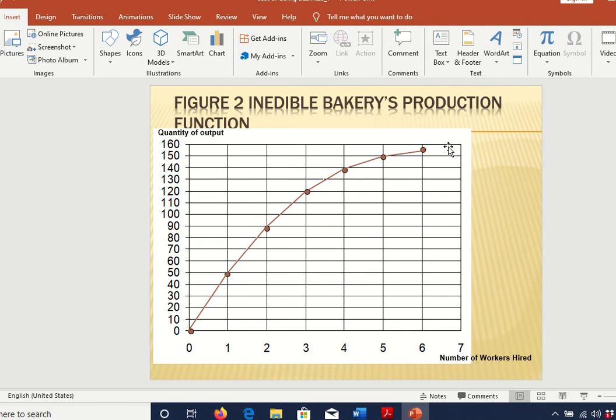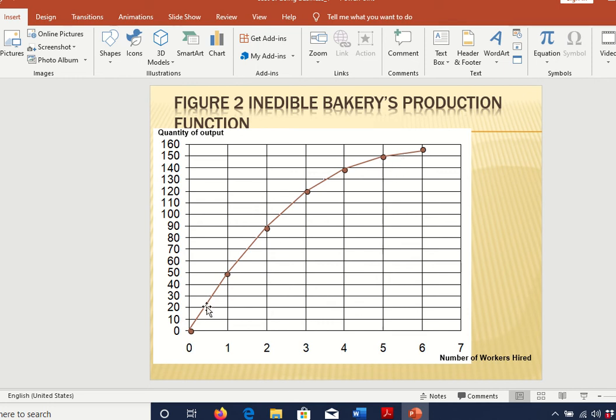So this is a typical looking production function curve. As you can see, it is upward sloping. Mathematically, we all know that an upward sloping curve, or positively sloped, means that the quantity of output is positively related to the quantity of input here. So that means as the quantity of input increases, the quantity of output increases, which should make sense. The more workers we hire, the more cookies we get to produce in an hour. So that gives us a positively sloped production function curve.